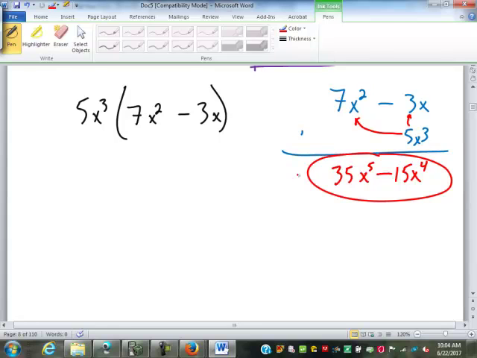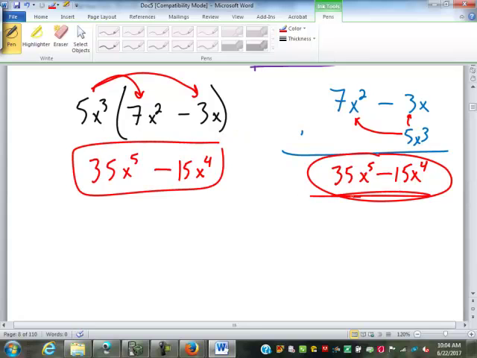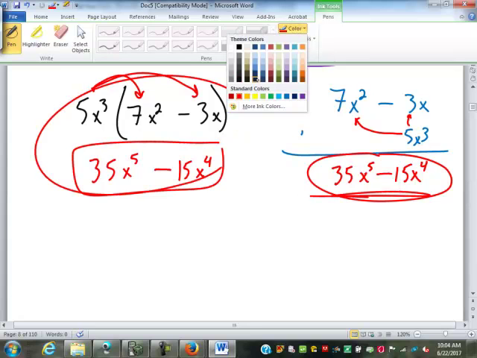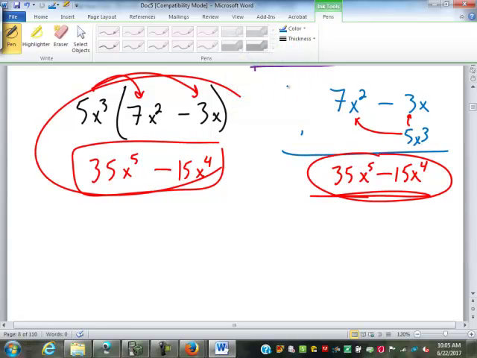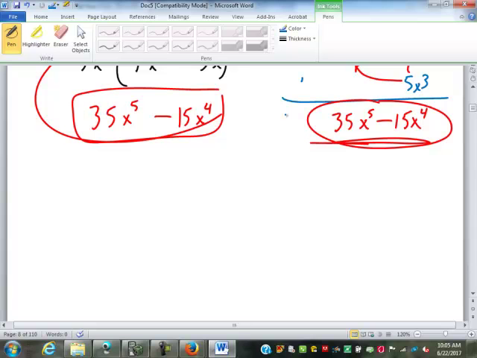But because this happens so much, we learned that shortcut called distributing, where I just take the 5x to the third times the 7x squared, 35x to the fifth, good. And 5x to the third times negative 3x, negative 15x to the fourth. We get the same answer, it's just this way is a little quicker. It also saves space, so we can do it right in the problem when we're solving equations and stuff like that. And we saw some kind of ugly problems.